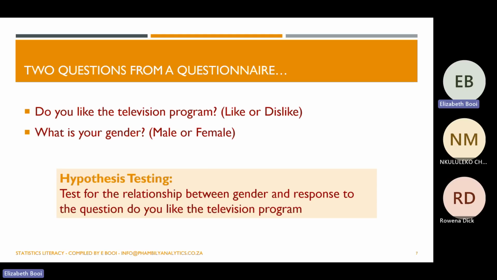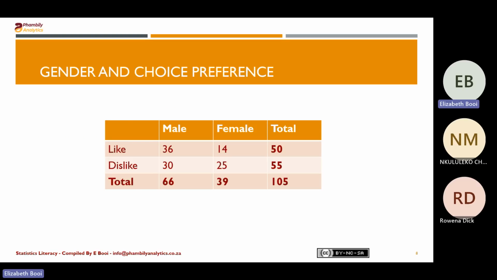So we're going to have to test if there is a relationship between gender and the response to the question, do you like the television program? In order for us to do that, we collected the information and put it in a cross tabulation like we did now. On this table, we have our gender as columns and our choice preference of a movie program as rows.